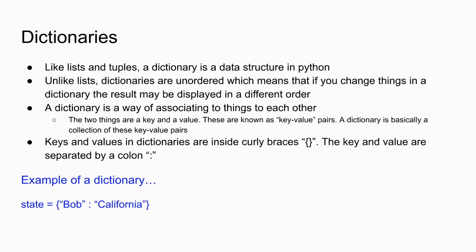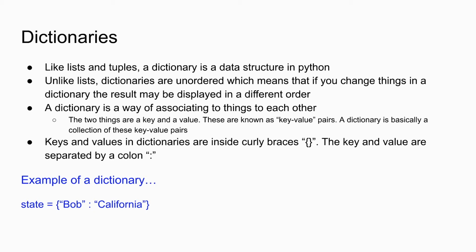Dictionaries. Like lists and tuples, a dictionary is a data structure in Python. Unlike lists, dictionaries are unordered, which means that if you change things in a dictionary, the result may be displayed in a different order than how it started out. A dictionary is a way of associating two things to each other. The two things that are associated are called a key and a value, and are known as key-value pairs. A dictionary is a collection of these key-value pairs. Keys and values in dictionaries are inside of curly braces and are separated by a colon.